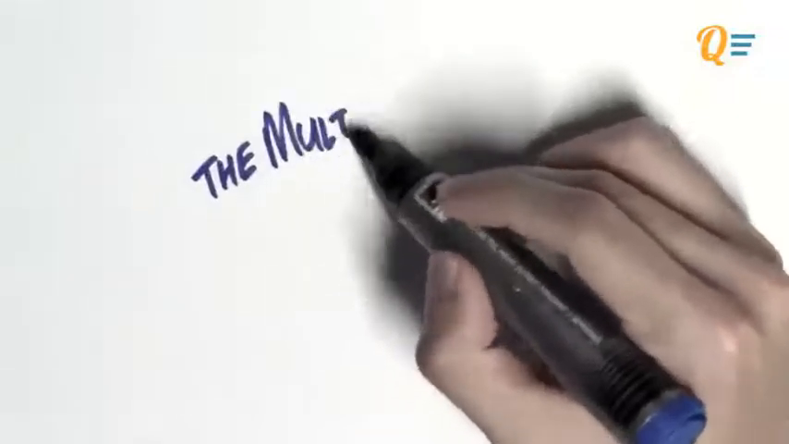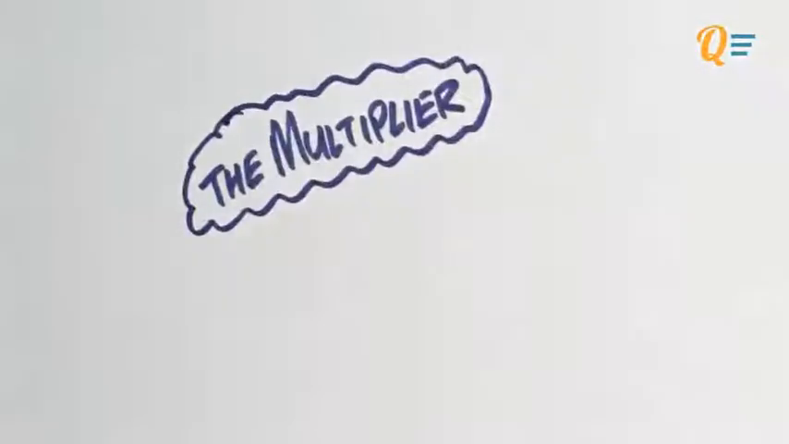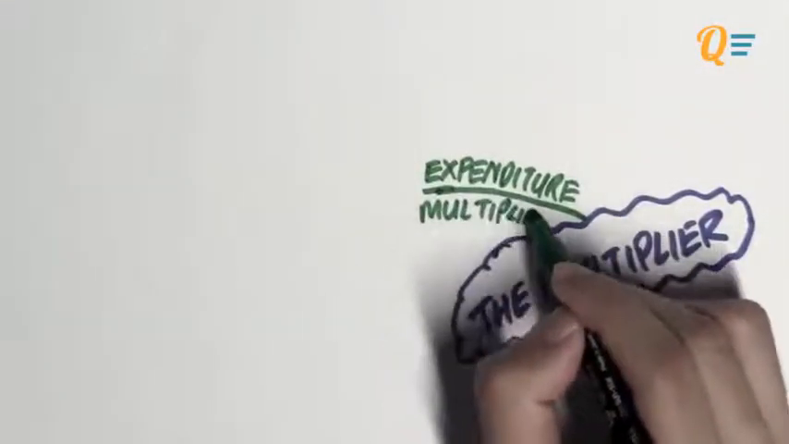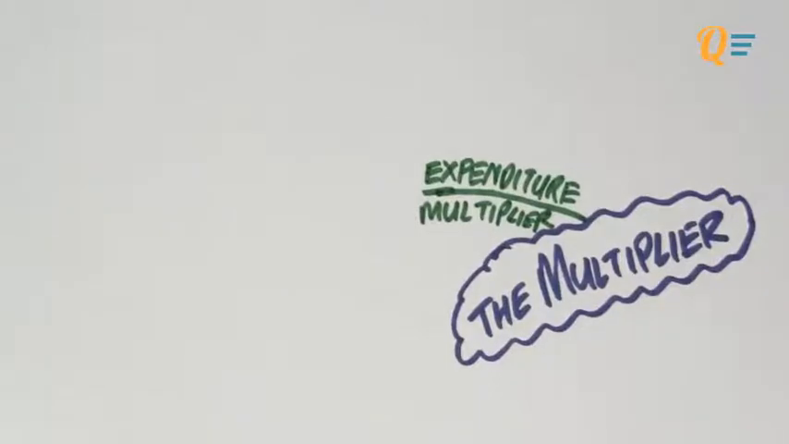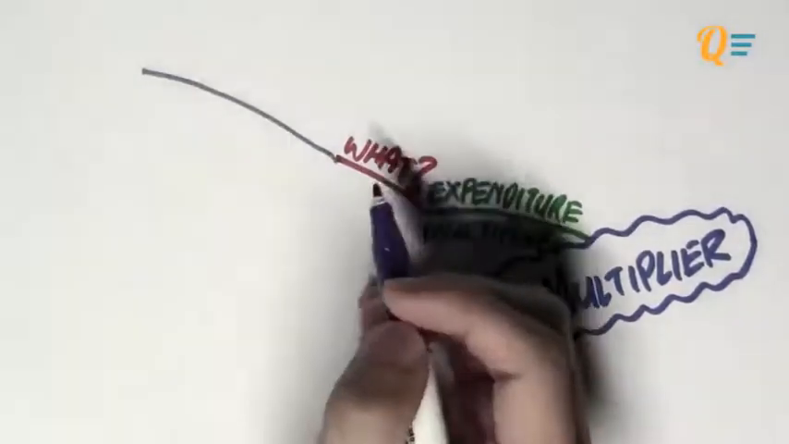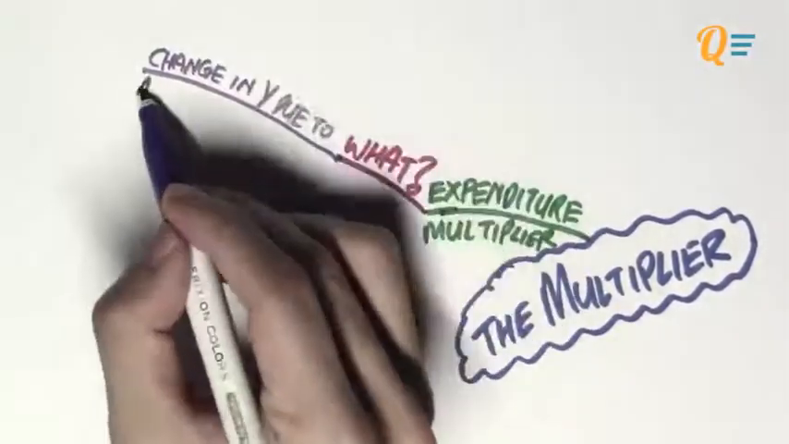So in this video, we're going to be talking about a concept known as the multiplier. And more specifically, we're going to be talking about the expenditure multiplier in macroeconomics. So what is the expenditure multiplier? Well, it is basically the change in output or GDP due to a change in autonomous spending.